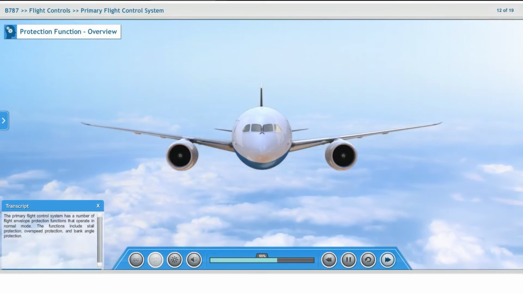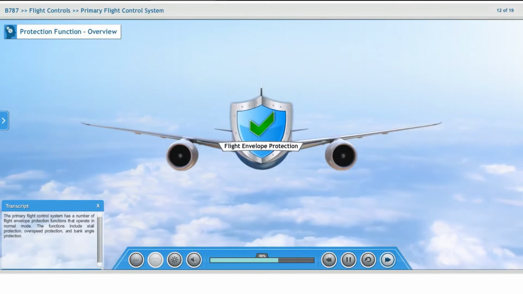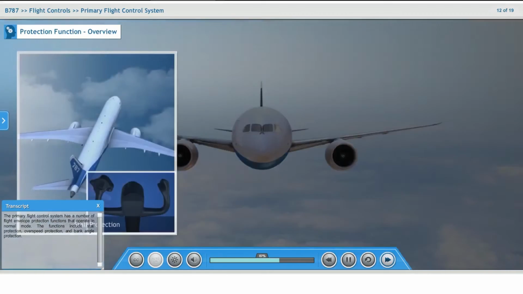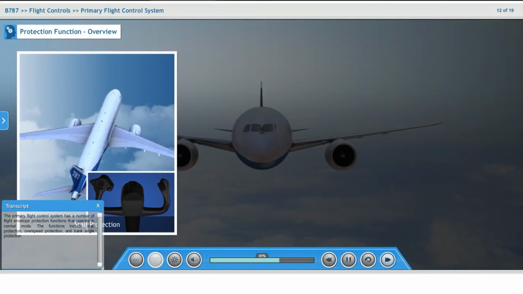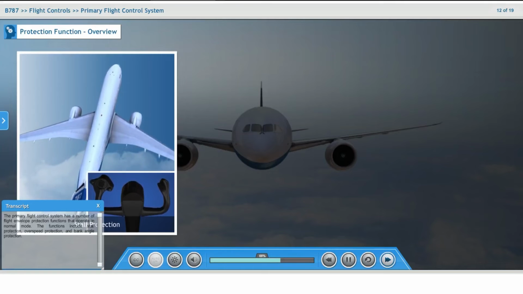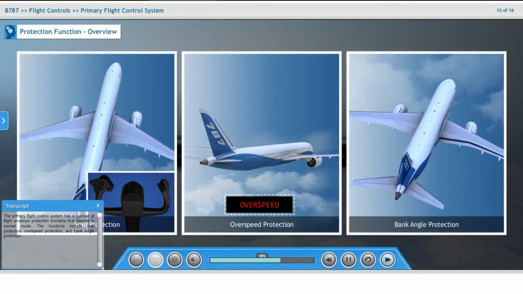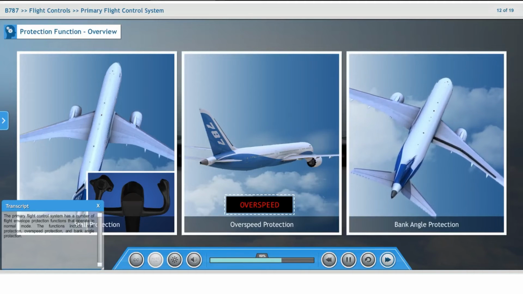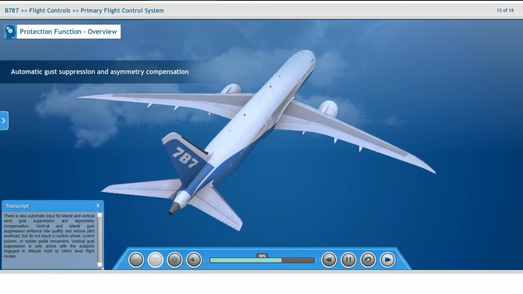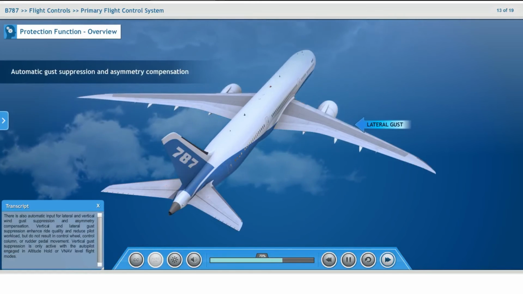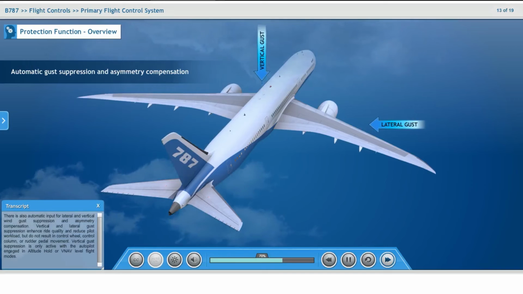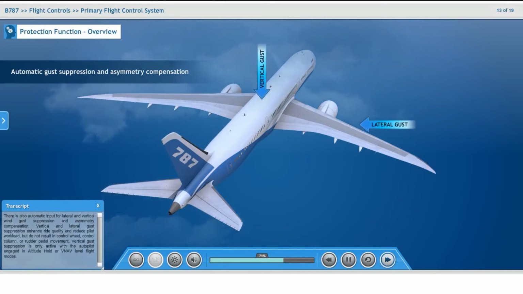The primary flight control system has a number of flight envelope protection functions that operate in normal mode. The functions include stall protection, overspeed protection, and bank angle protection. There is also automatic input for lateral and vertical wind gust suppression and asymmetry compensation.